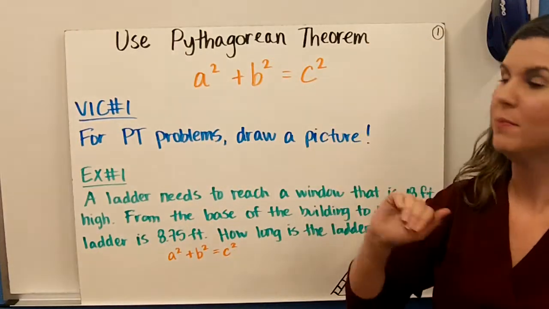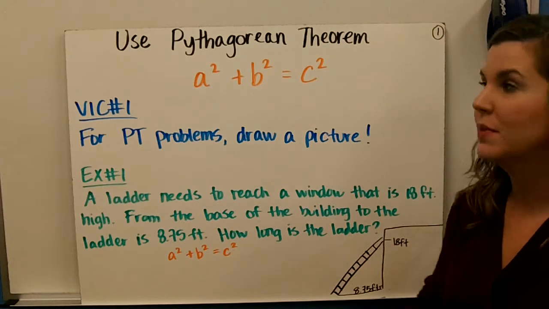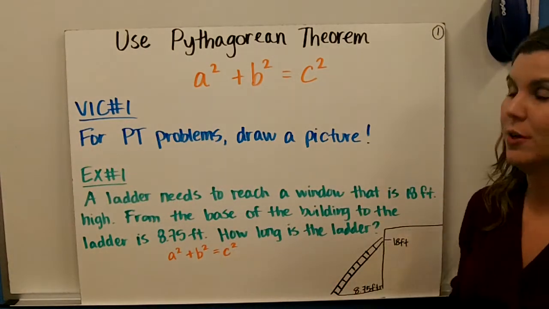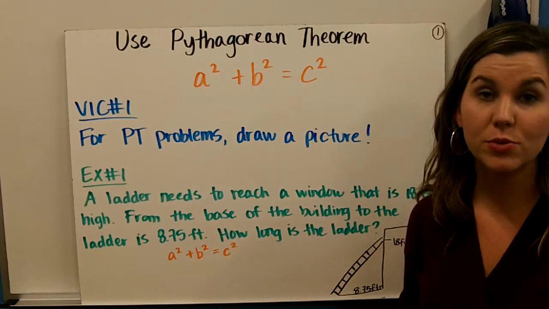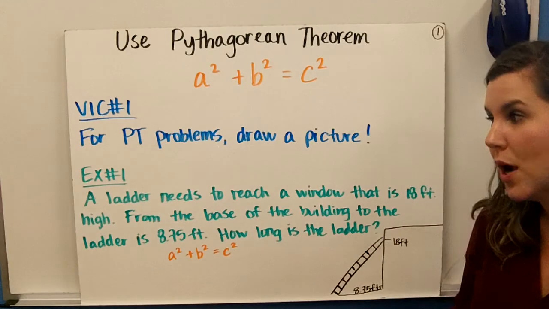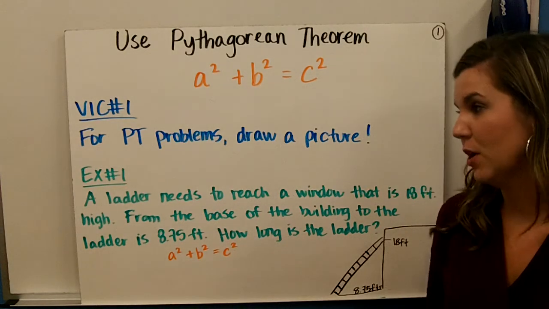Use the Pythagorean Theorem. A squared plus b squared equals c squared. This is the Pythagorean Theorem. Big number 1: for Pythagorean Theorem problems, draw a picture. Most of the time with these kinds of problems, you will either be given a picture or need to draw a picture from the context of the problem.